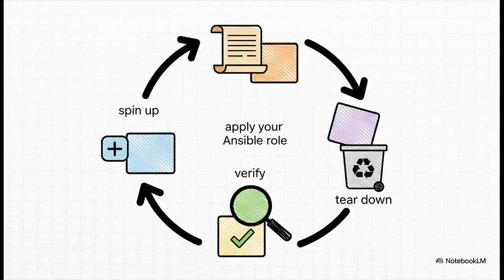And when it comes to that kind of heavy-duty testing, there's one tool that's really the star of the show: Molecule. It's fantastic. It lets you automatically spin up a fresh, clean environment, like a little Docker container, run your Ansible role against it, check that it did exactly what you wanted, and then just tear it all down. It makes robust testing repeatable and almost effortless.